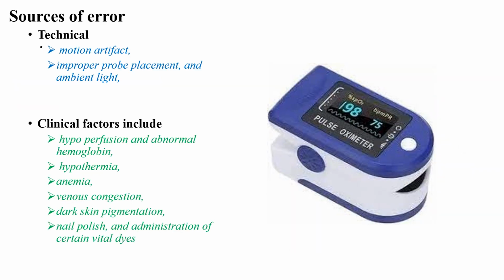When we look at sources of error in pulse oximetry, they might be technical or clinical factors. Technical factors can be motion artifacts, improper probe placement, and ambient light, whereas clinical factors that cause error include hypoperfusion, abnormal hemoglobin, hypothermia, anemia, venous congestion, dark skin pigmentation, nail polish, and administration of certain vital dyes, which can cause error in measurements of oxyhemoglobin by pulse oximetry.